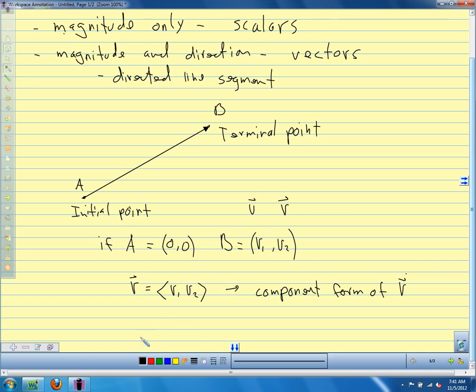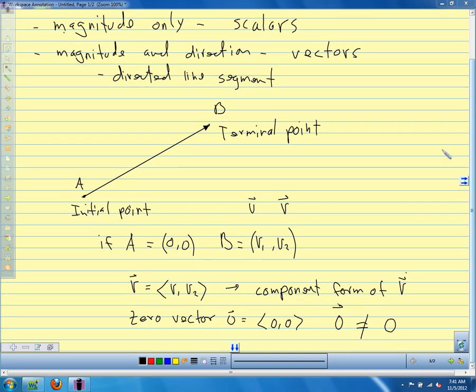It's also important to note that the 0 vector is ⟨0, 0⟩. And this is a mistake that people make every year: the 0 vector does not equal the 0 scalar. They are different things. A 0 vector is the vector with no magnitude, and the 0 scalar is a scalar with no magnitude. One is a vector, one is a scalar.